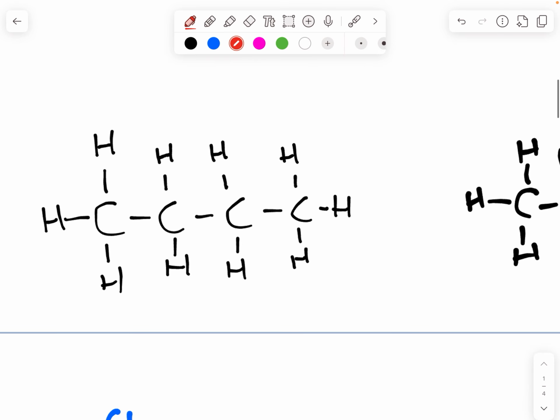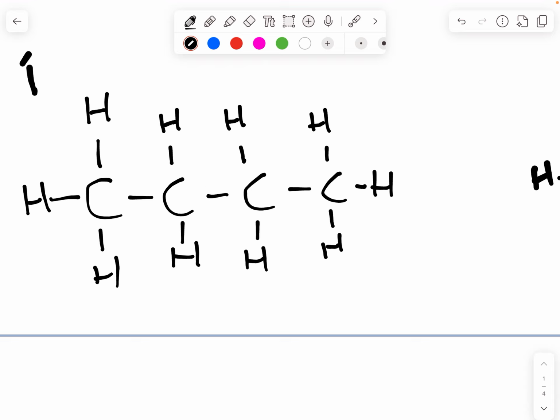The first one that we're going to name is this one right here. I'm going to call it number 1. For number 1, remember the first thing we do is identify the longest continuous carbon chain. This is our longest continuous carbon chain right here. We don't see any other carbons or any substituents, so we can keep it at that. The next thing is we name from the back end, so we name the suffix.